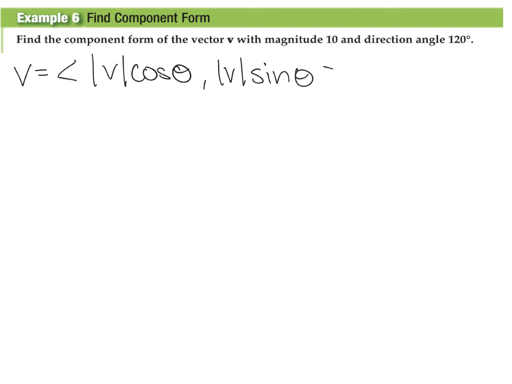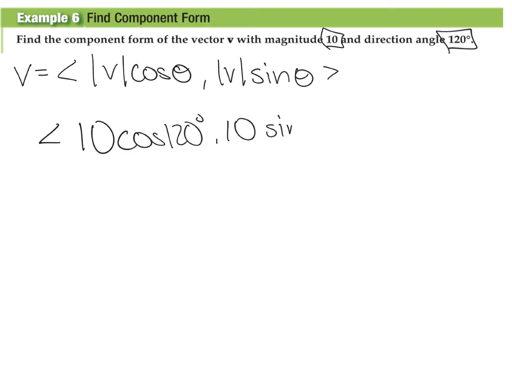So this is the regular format, and then you can add in the linear combination, but for these ones, we're just doing this regular format. So if we know that our magnitude is 10 of our vector v, we can go ahead and substitute 10 in, and then our direction angle is 120. So 10 times cosine 120 degrees, comma, 10 times sine of 120 degrees.